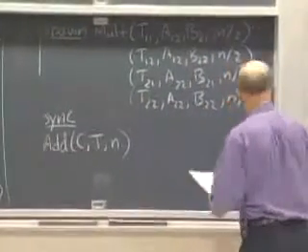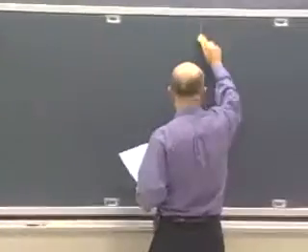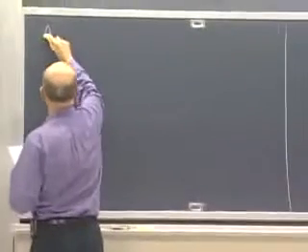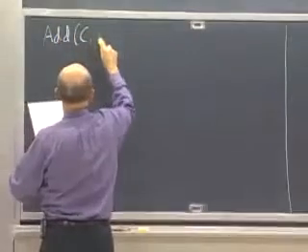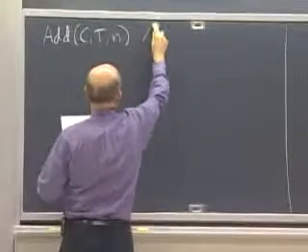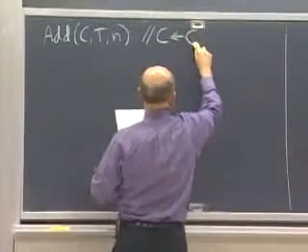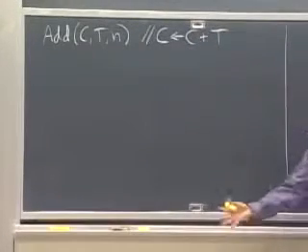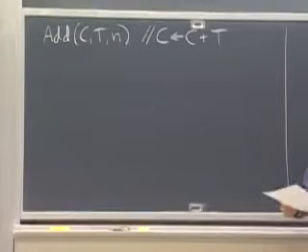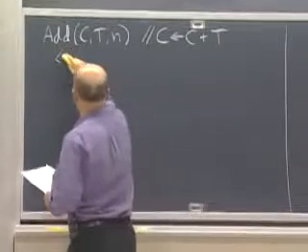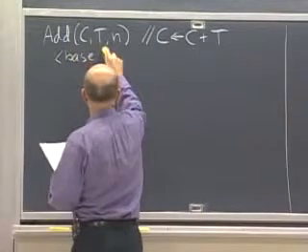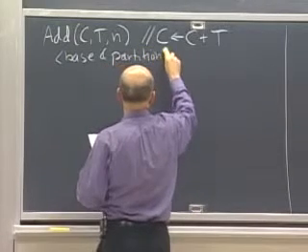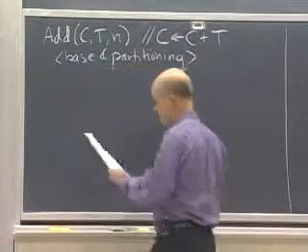Okay, so let's write the code for add, because add we also would like to do in parallel if we can. And what we're doing here is C gets C plus T. So we're going to add T into C. We have some code here to do our base case and partitioning, because we're going to do it with divide and conquer as before.